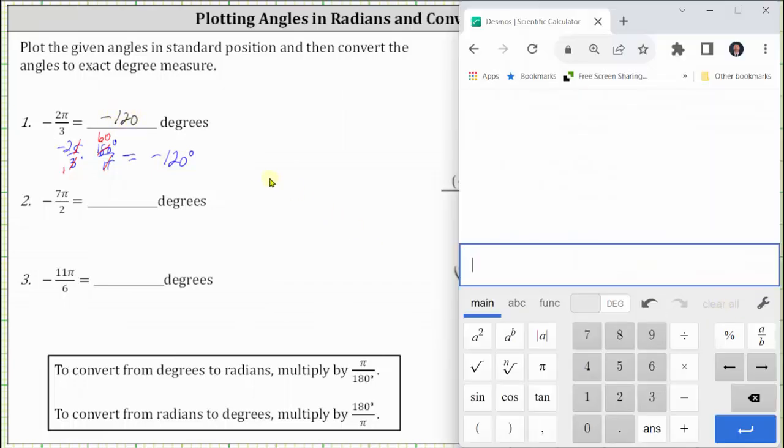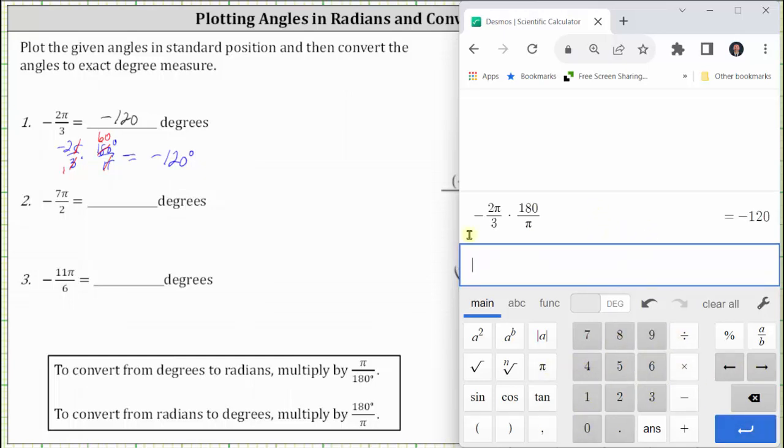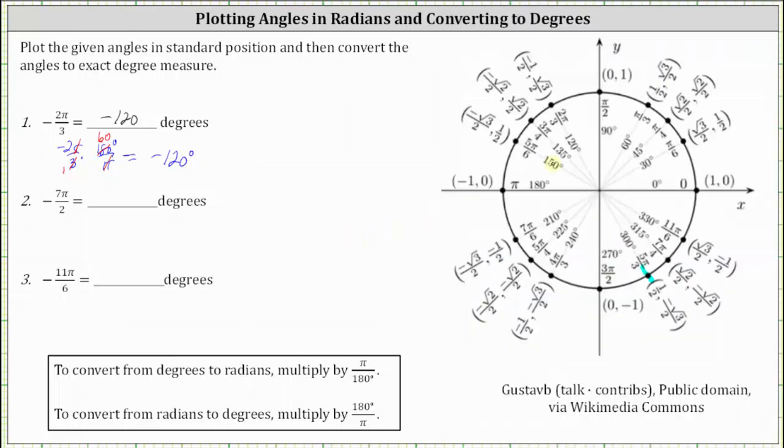We can easily check this using the Desmos scientific calculator. We simply enter negative 2 pi divided by 3, right arrow, times 180 divided by pi, and we do get negative 120 degrees. For number 2, we have negative 7/2 pi radians, or negative 7 pi divided by 2 radians.